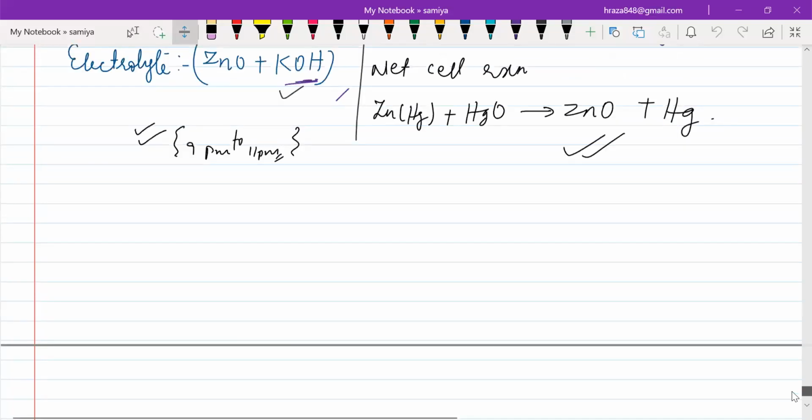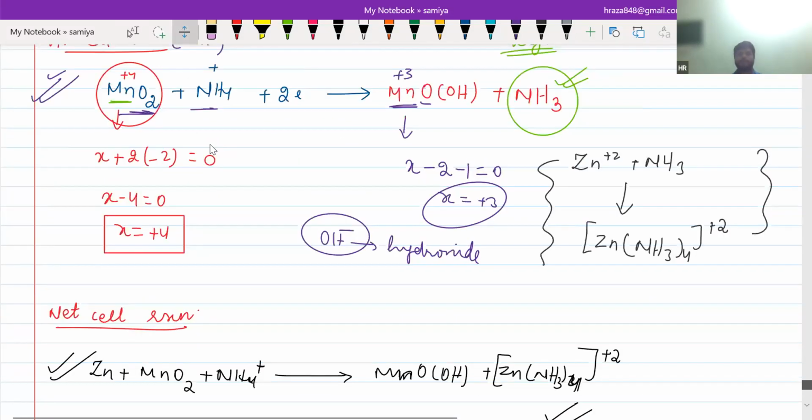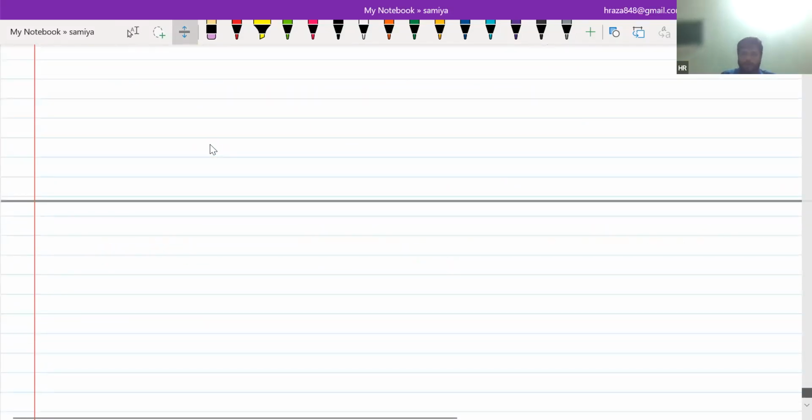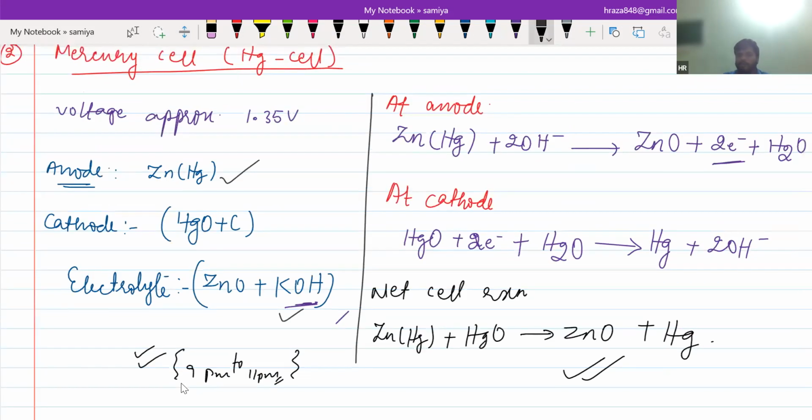So this is basically the mercury cell, which we call the Hg cell. The voltage in the previous one, the Leclanché cell, was 1.5 volt, and here the voltage is approximately 1.35 volt. At the anode there is zinc amalgam, and at the cathode HgO, mercury monoxide, plus carbon. Also, the electrolyte in the previous one was a paste of MnCl2 and NH4Cl. Here the electrolyte is zinc oxide and potassium hydroxide.